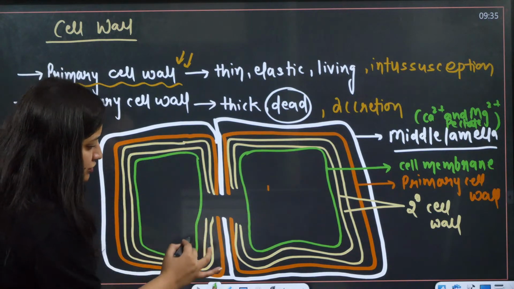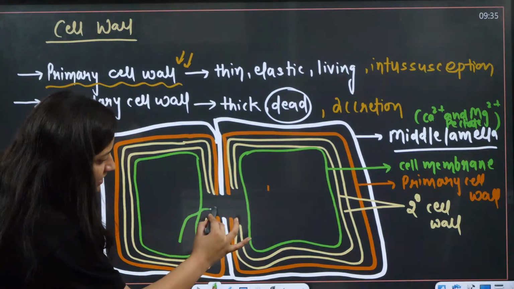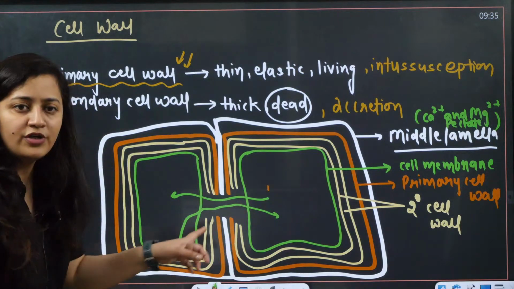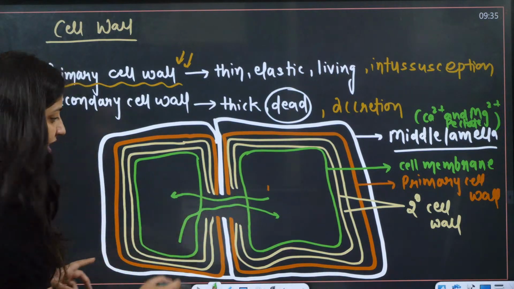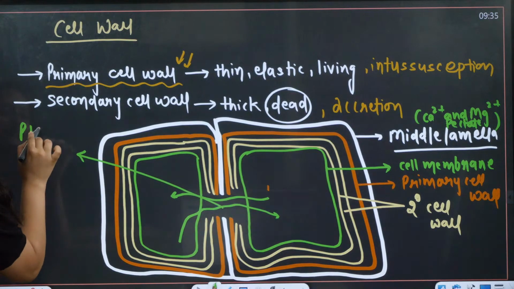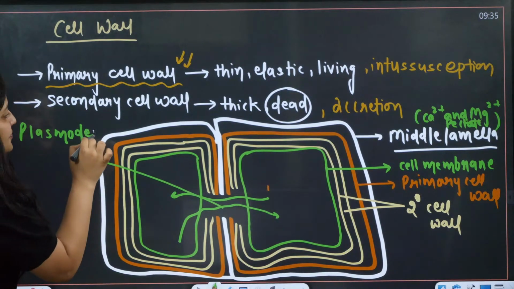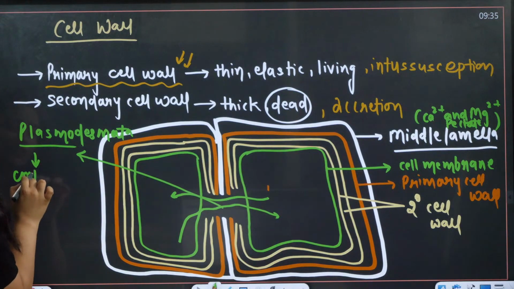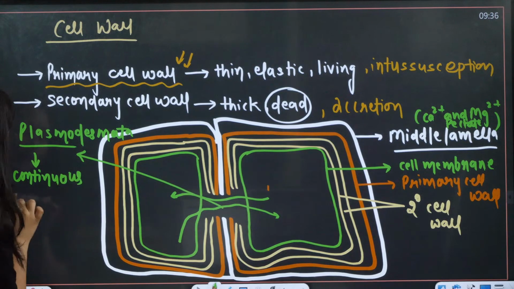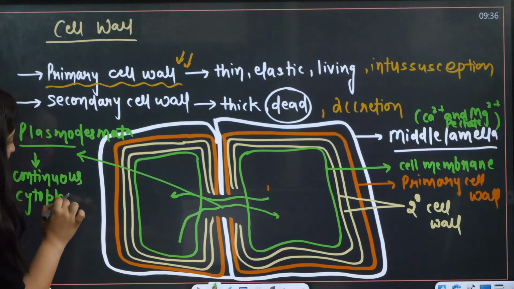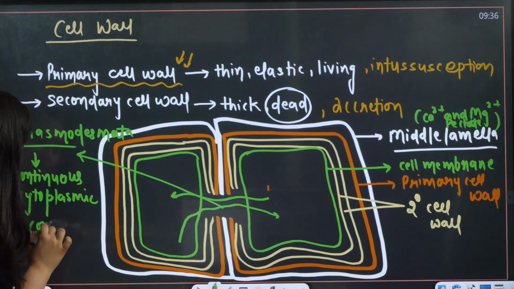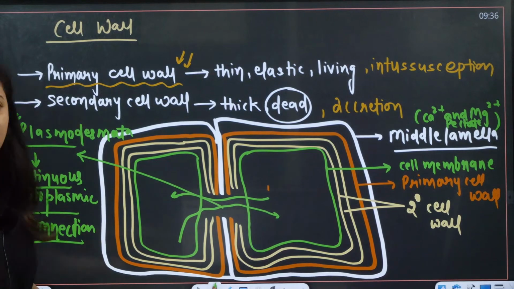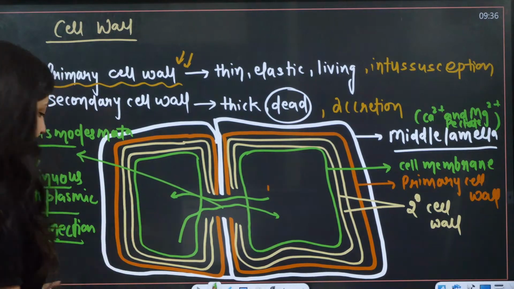Now when you look at these two cells, here in the middle lamella I am showing this gap. Actually, this is a continuous cytoplasmic connection. This gap that I am talking about, we call it plasmodesmata. So P for plant, P for plasmodesmata. It is a continuous cytoplasmic connection, a kind of gap junction in the case of plants. So in plants, the name for that gap junction is plasmodesmata.